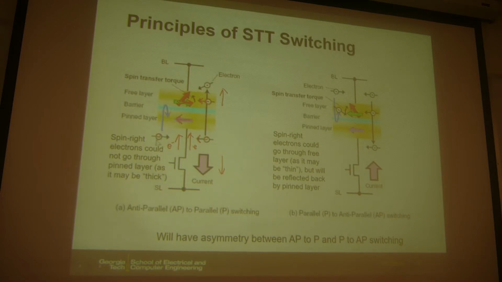But for the spin-to-the-right electrons, when they reach the free layer, because the free layer is to the right. Oh, sorry, I think I made a mistake here. This is a little bit complicated.